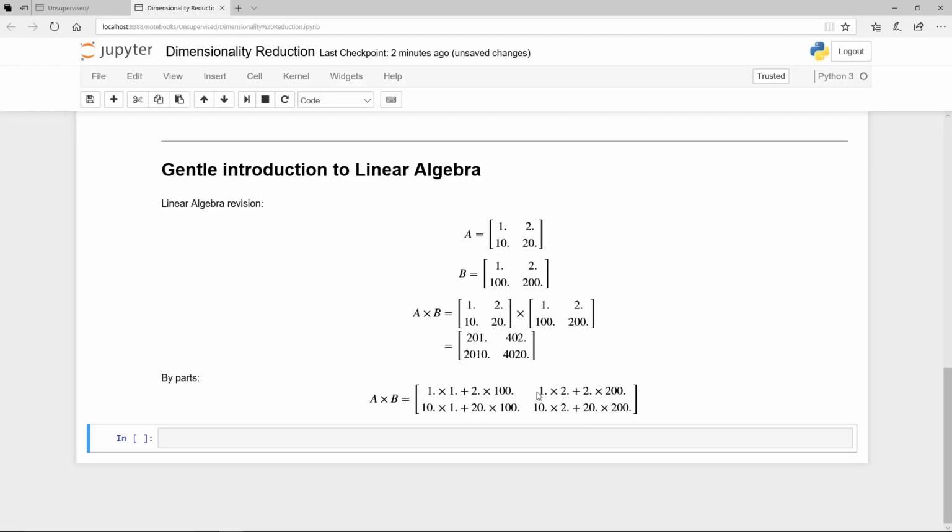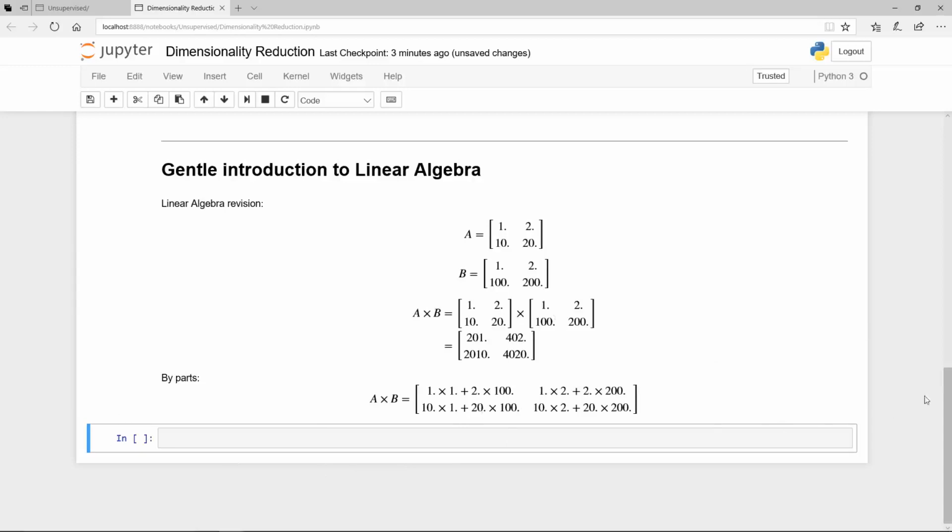The next one will be your row 1, 2 multiplying your column 2, 10. That will form the next cell along the row itself, so it's 1 multiplied by 2 and 2 multiplied by 200. The next one will be taking your row 10, 20 and multiplying by 1 and 100. So that would be 10 multiplied by 1, 20 multiplied by 100, and on it goes. So that's really to illustrate how it works.